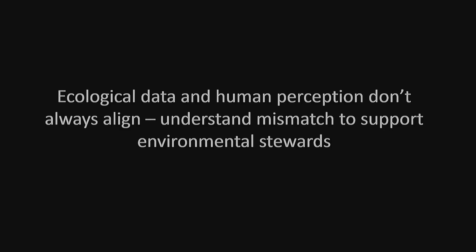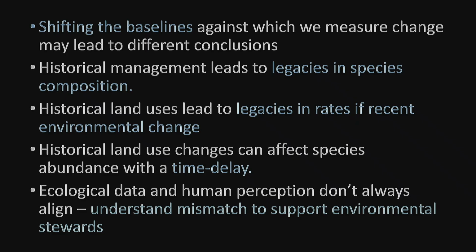But what we need to know is how things were in the past in order to be able to understand the system. This is something that has been pointed out several times today. So, shifting the baselines against which we measure change may lead to very different conclusions, and I showed you that with examples from Romania and Tibetan Plateau. And the way that we manage the land in the past can affect the ecosystems today in many ways, in terms of species composition, in terms of rates of environmental change, but also in terms of time delays that we might see in the system.